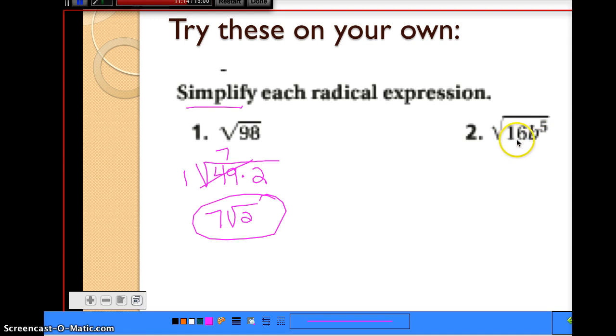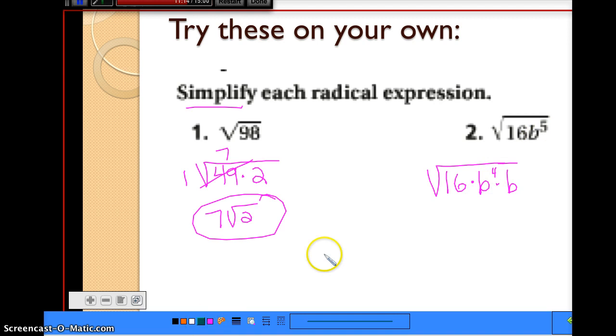In this one, 16 is a perfect square, so I'm going to leave it alone for now. B to the 5th is not. That's an odd exponent, so I need to break it down. What's the most number of even b's I can get? That would be 4, plus I'm 1 short, so I got to add another one in there. So I have a total of 5 now.